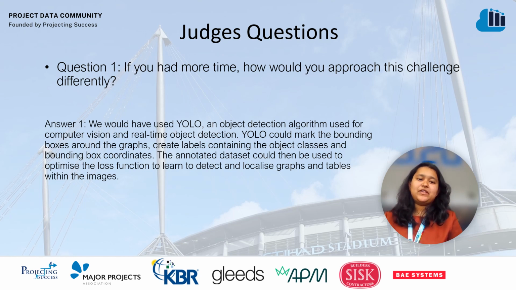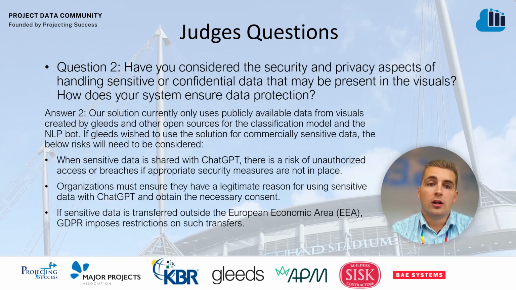We were asked, if you had more time, how would you approach this challenge differently? We would have used YOLO, which is an object detection algorithm used for computer vision and real-time object detection. YOLO could mark the bounding boxes around the graphs, create labels containing the object classes, and bounding box coordinates. The annotated dataset could then be used to optimize the loss function to learn to detect and localize graphs and tables within the images.